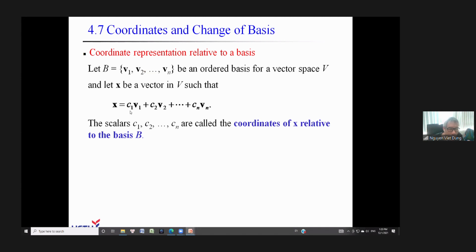And because it is unique, when you are given x, you have unique c1, unique c2, and unique cn. So that x equals c1 v1 plus c2 v2 plus cn vn. Then because of that, c1, c2, cn will become the coordinate of x relative to the basis B.